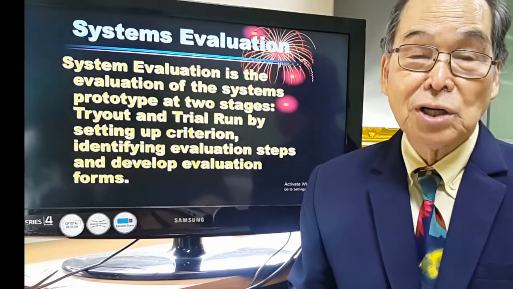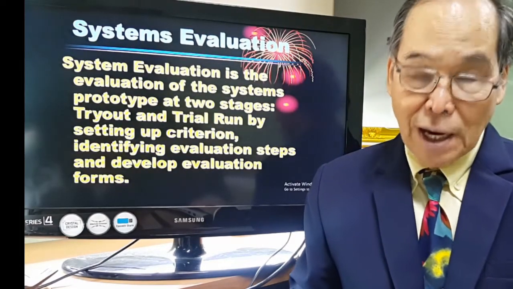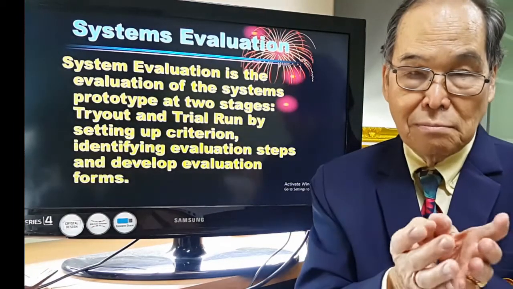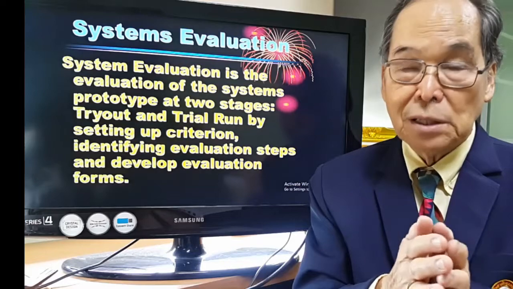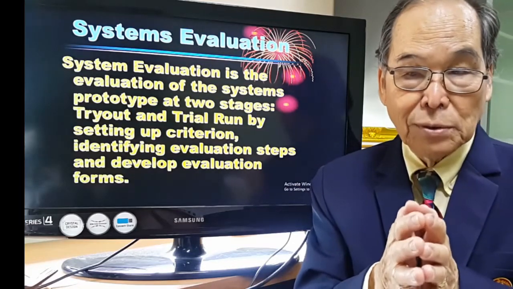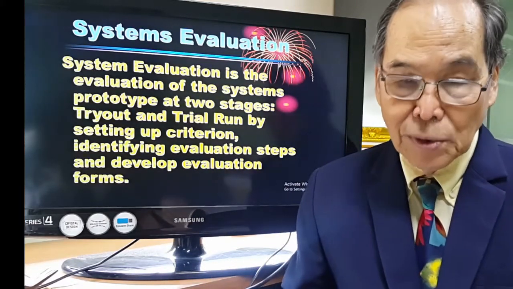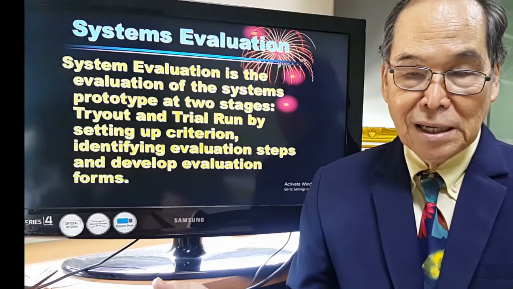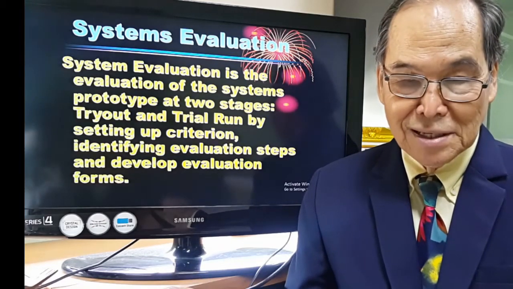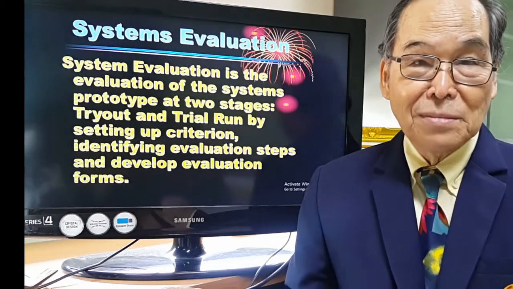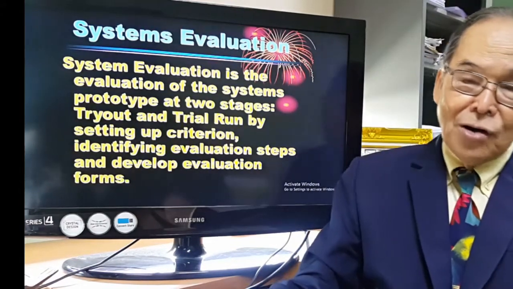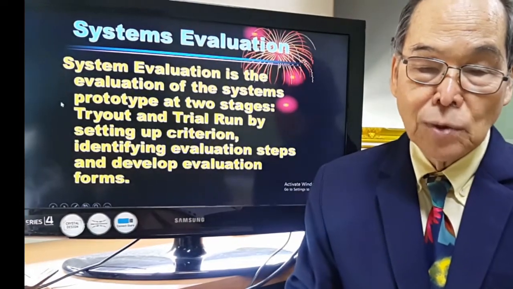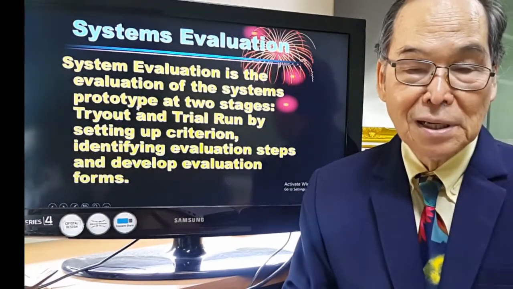Okay. System evaluation, the 4th one. After you develop a system, you will not be sure whether it's good or bad. You have to evaluate it through what? 2 stages. System evaluation is the evaluation of the system prototype. I forgot to mention the word prototype.